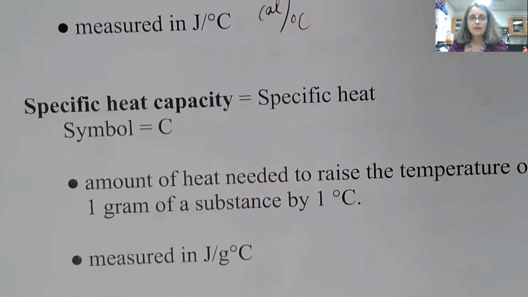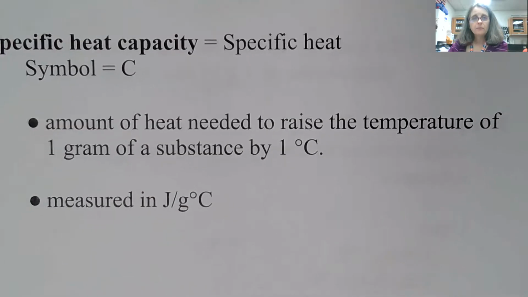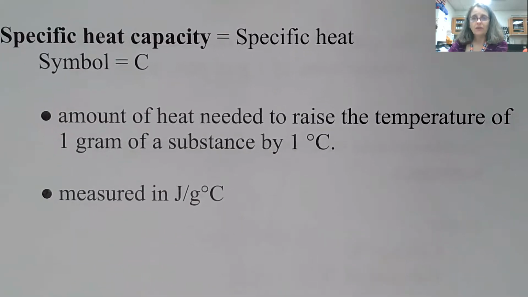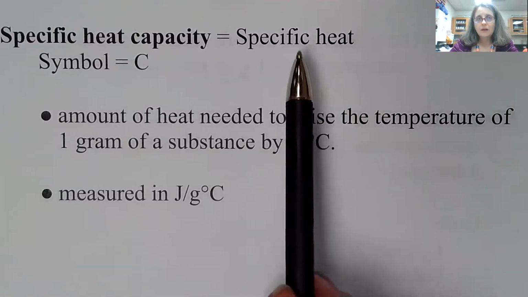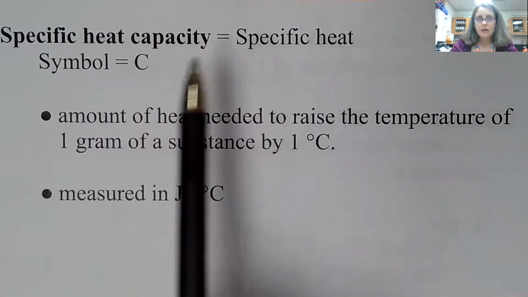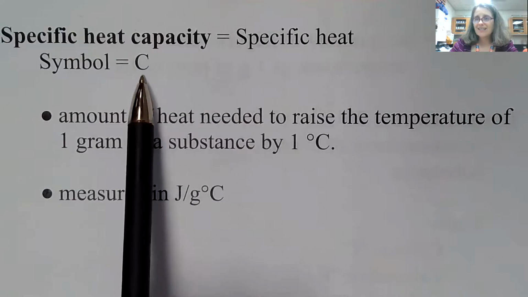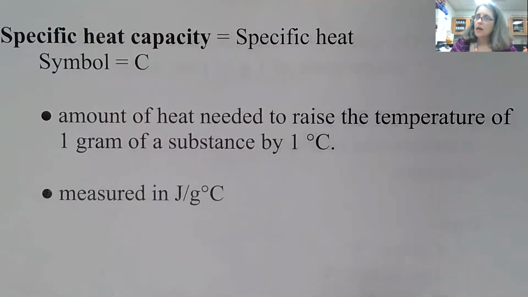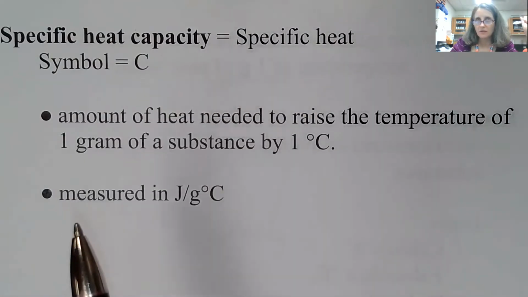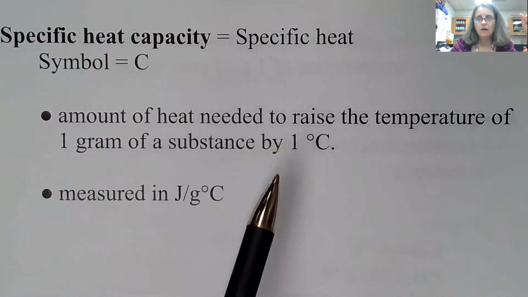So what is specific heat capacity? Well, specific heat capacity is far more useful for us, and you sometimes hear it abbreviated specific heat. The symbol we're going to use is a capital C. Other books use SP and some other things for specific heat. So it just depends upon the author.